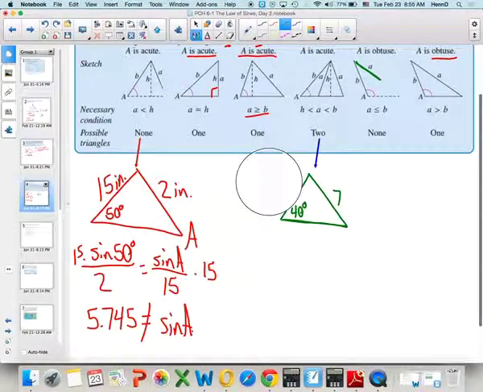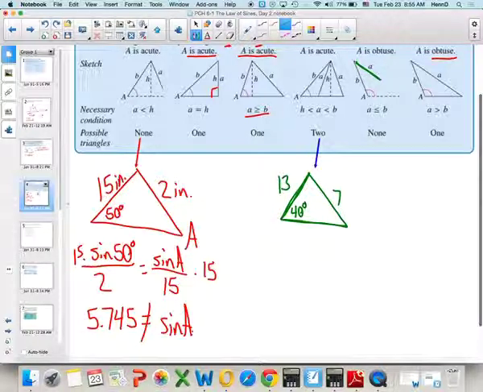No. Hang on. Let's do this. Let's make this one be 13. Okay? Thank you. Alright, so the next natural thing here would be to try to find this angle over here. Okay, we'll call this angle B.